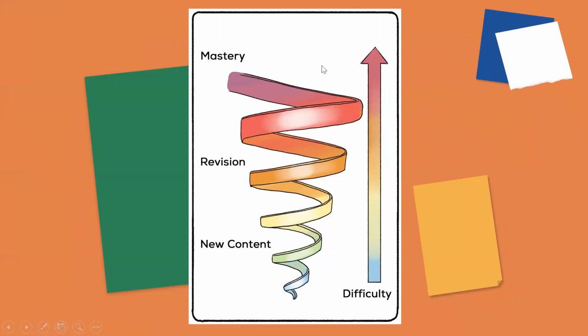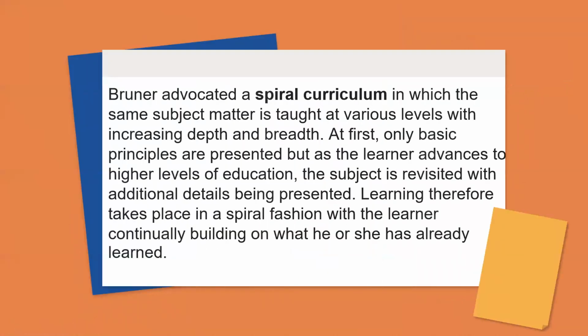So how would we understand spiral curriculum? Bruner advocated a spiral curriculum in which the subject matter is taught at various levels with increasing depth and breadth. Ano ibig sabihin nun? At first, only basic principles are presented, but as the learner advances to higher levels of education, the subject is revisited with additional details being presented. Learning, therefore, takes place in a spiral fashion, with the learner continually building on what he or she has already learned.